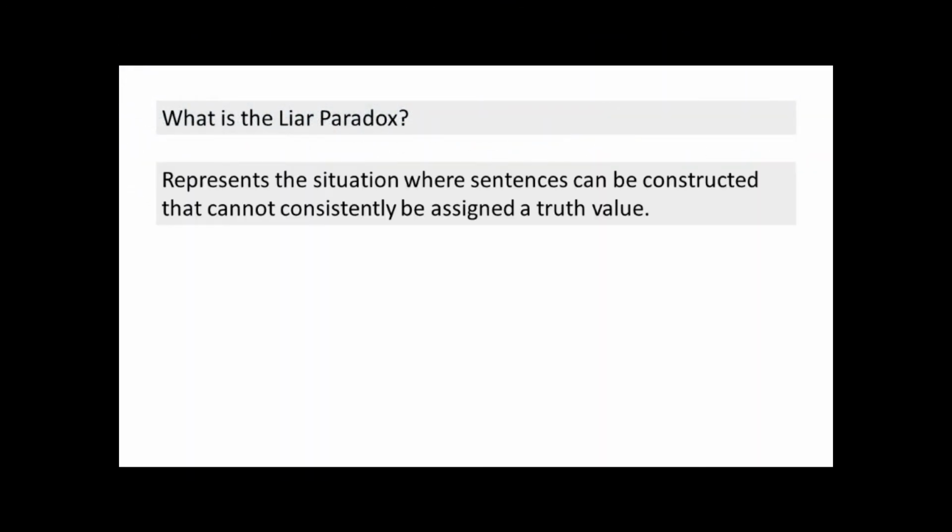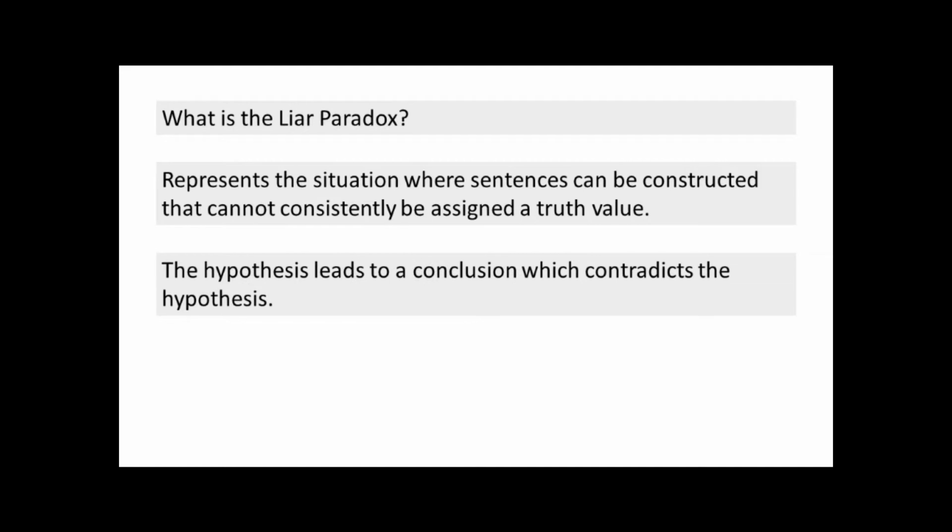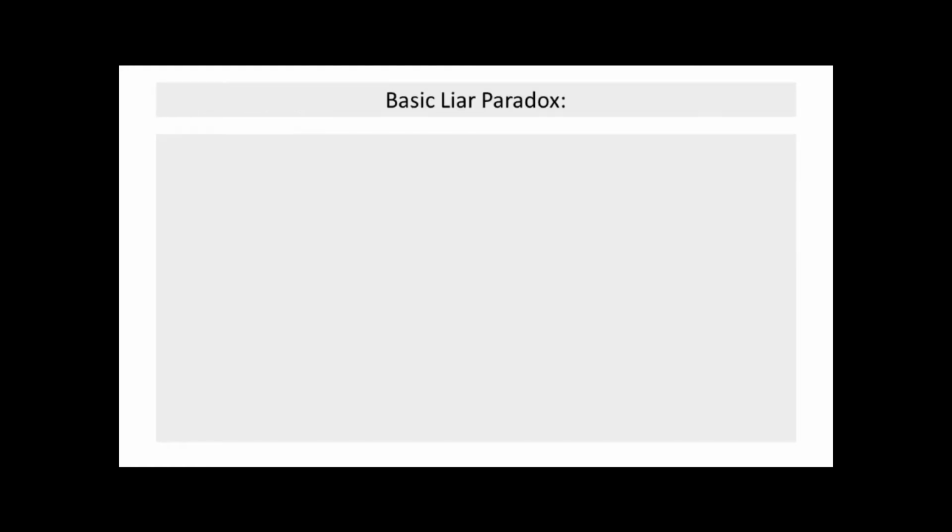What is the liar paradox? It represents the situation where sentences can be constructed that cannot consistently be assigned a truth value. The hypothesis leads to a conclusion which contradicts the hypothesis. Let's take a look at the basic liar paradox.